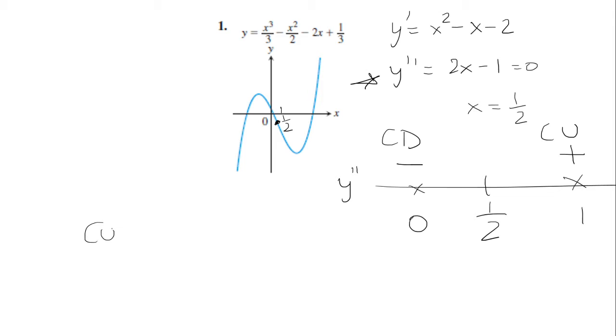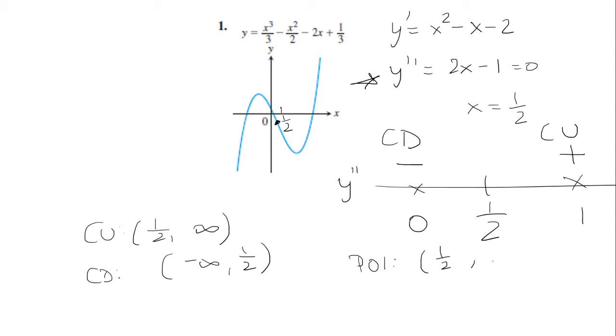So we say that it's concave up from 1/2 to infinity. And here you have to be careful. At 1/2, it's a straight line, so there is no concavity there. And it's concave down from negative infinity to 1/2. And because at 1/2 the concavity changes, we say that the point of inflection is at 1/2, comma, negative 3/4. So you just have to plug in the 1/2 in here for x.